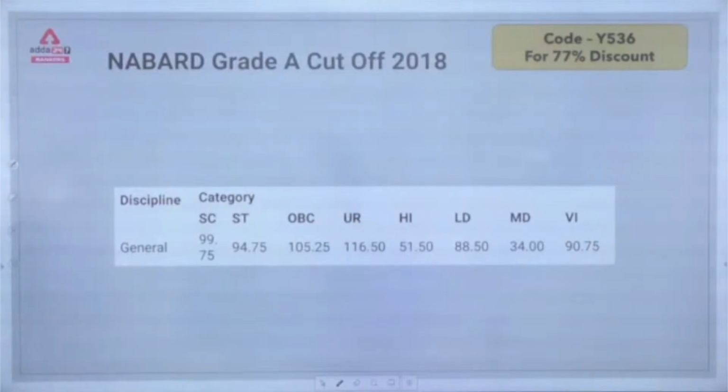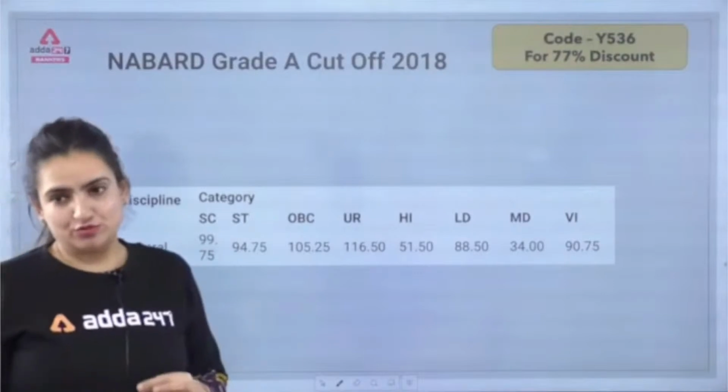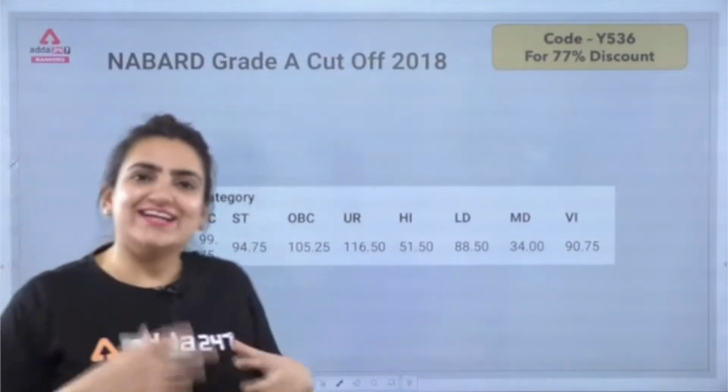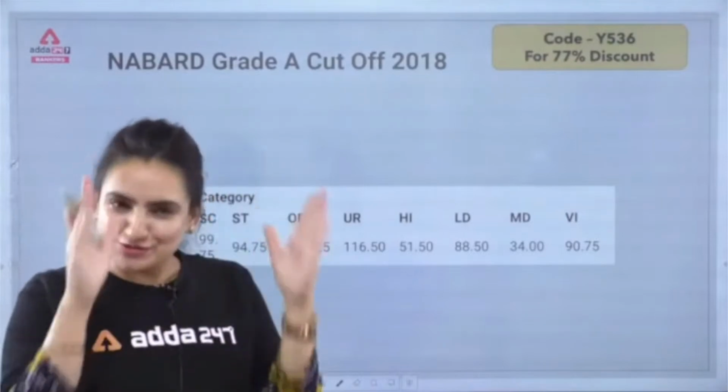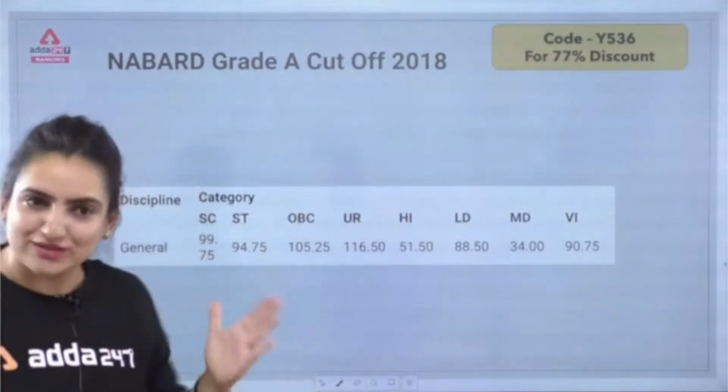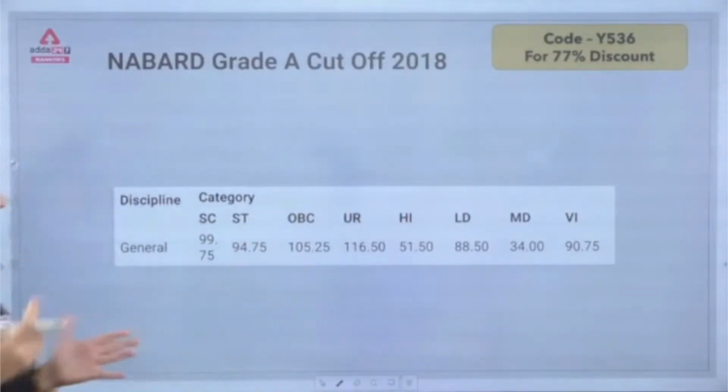Moving forward with the 2018 cutoff. Don't worry, at the end I have summarized one special table for all of you from right from 2016, 17, 18, 19 and 20. So do not worry, we will come to that summarized slide also.